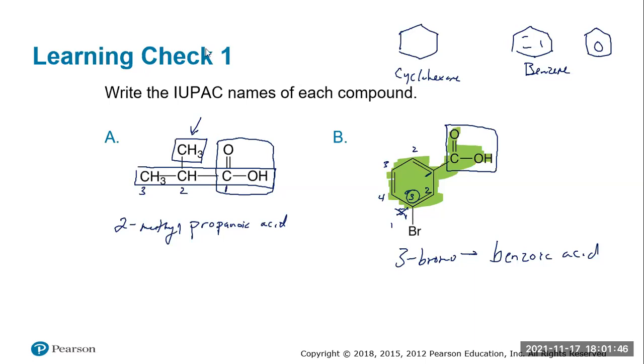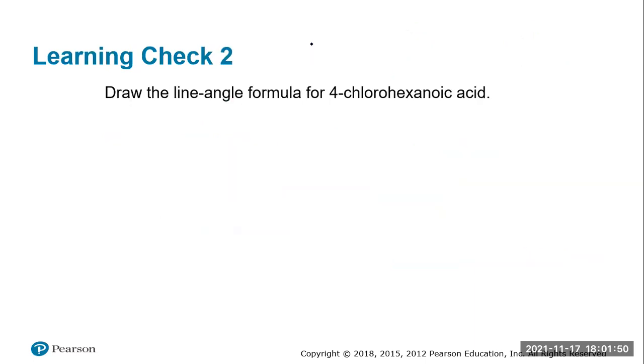Okay, so like normal, in addition to obviously needing to name it, you do need to be able to draw some of these. So here's one to draw. Why don't you do the condensed and the line structure for this guy? And why don't you add to it 4-bromo-2-methyl pentanoic acid.